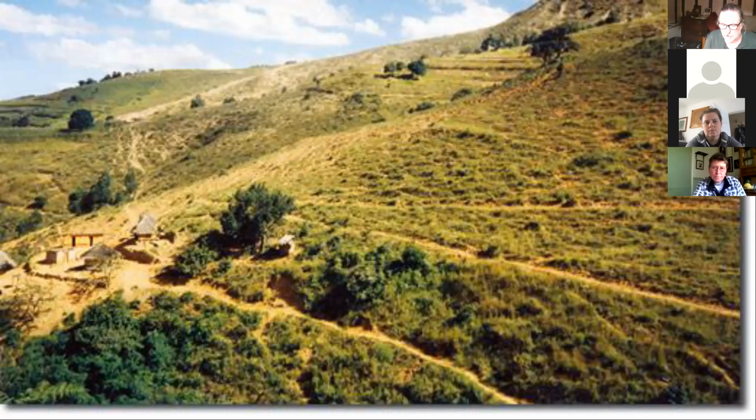So the settlement often is where the water is, because there's no taps here, there's no mains. They're working off well water.